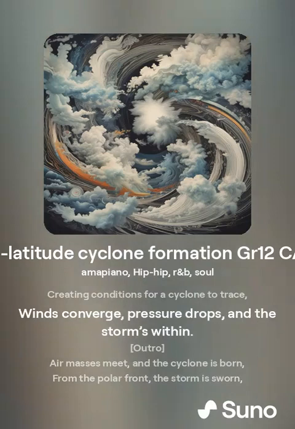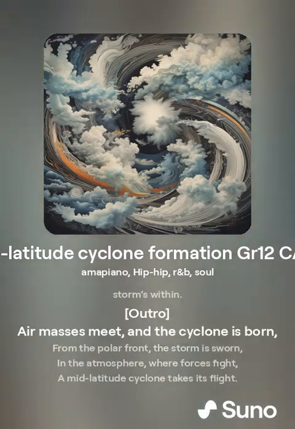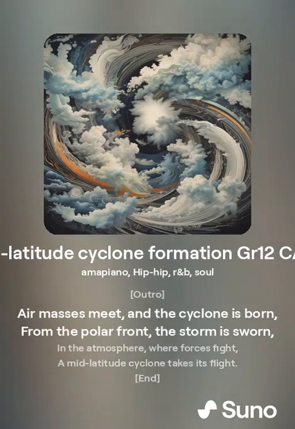Winds converge, pressure drops and the storm is within. The warm moist air is pushed up high, while cold air wedges beneath the sky. A pressure gradient forms between, with westerlies and easterlies flowing unseen.